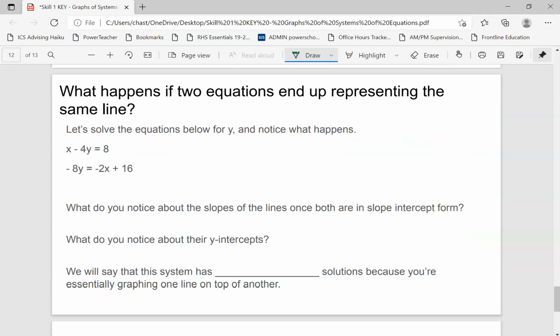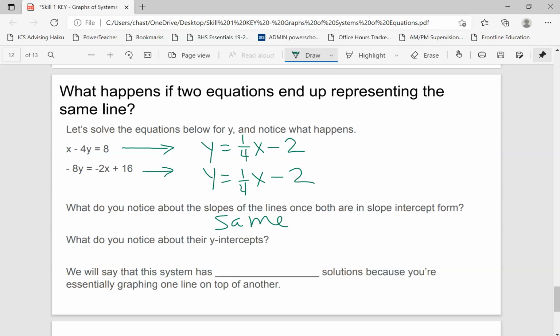And what happens if the two equations end up representing the same line? If I solved each one of these out, I'm not going to take the time to do this. I'm just going to go right to it. So this will be y equals 1/4 x minus 2. And the bottom one, when I divide everything by -8, I'm going to get y equals 1/4 x minus 2. Slopes are still the same. The y-intercepts are also the same. When I graph those, I'm basically graphing one line on top of the other, so we say there are infinite solutions.